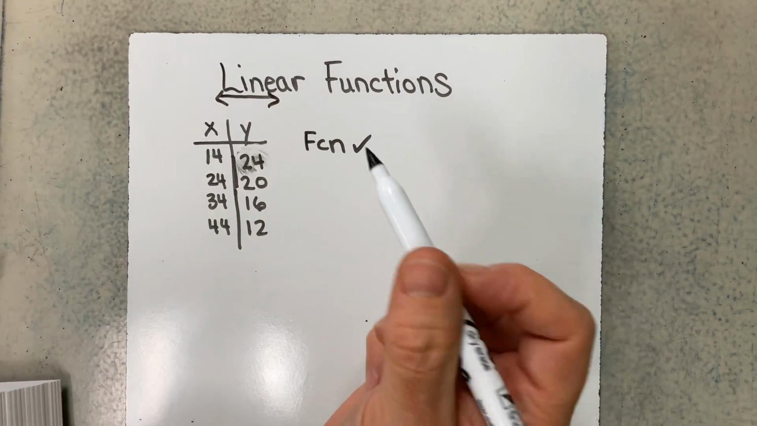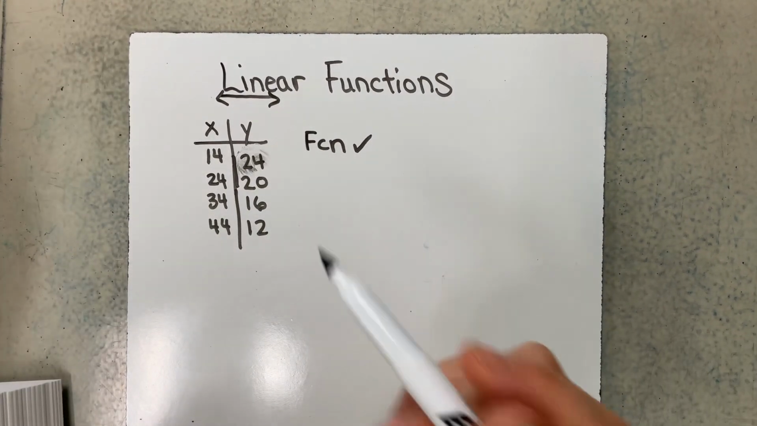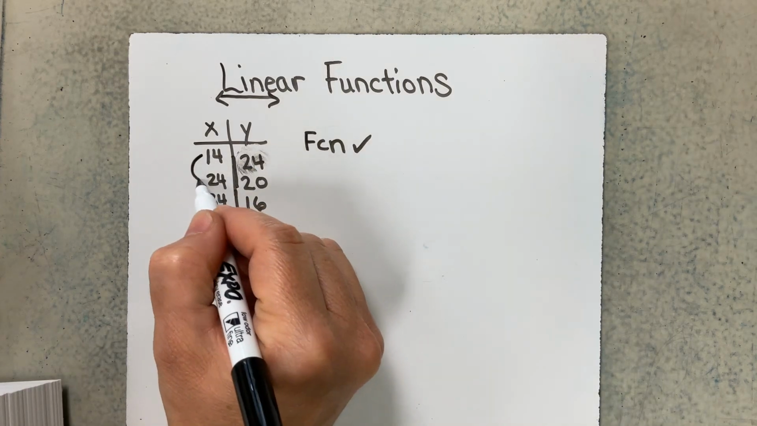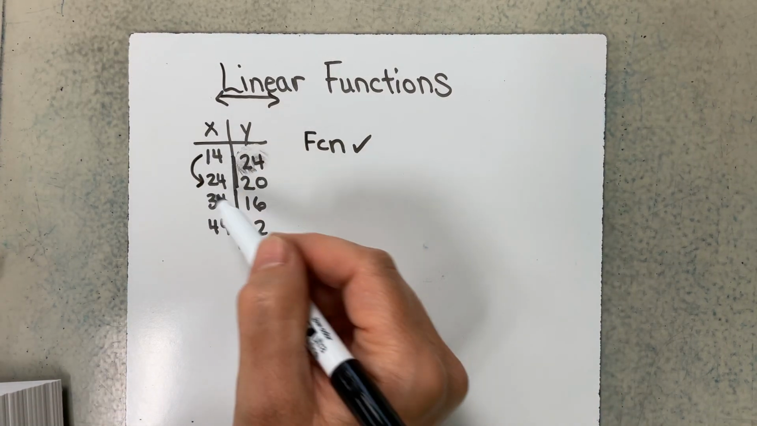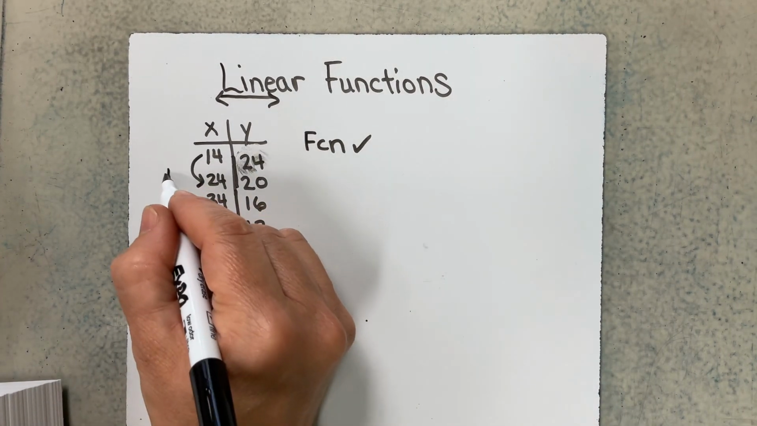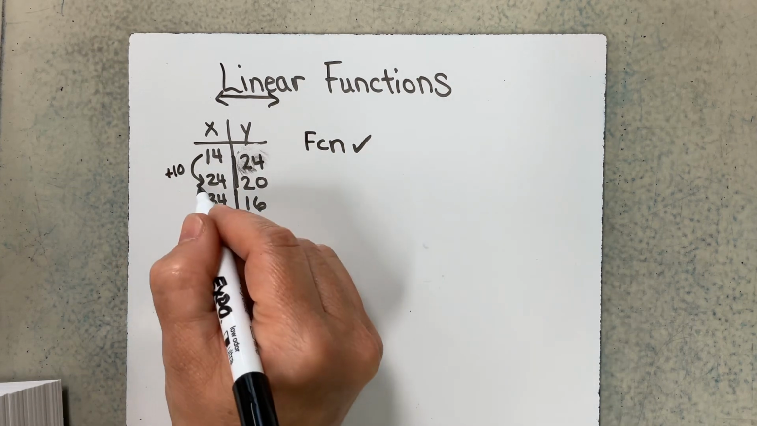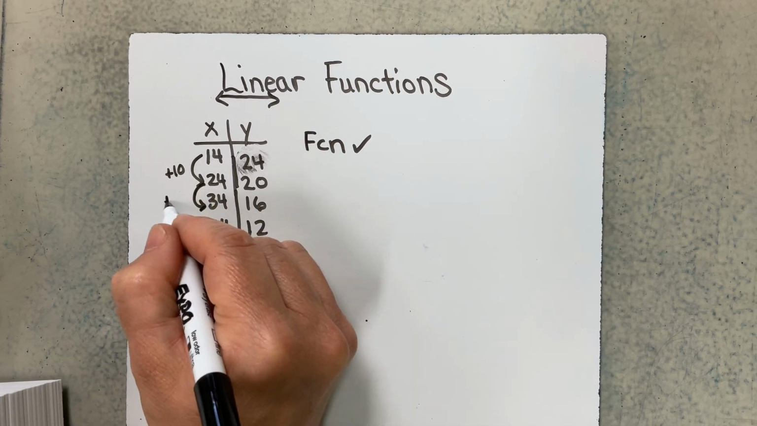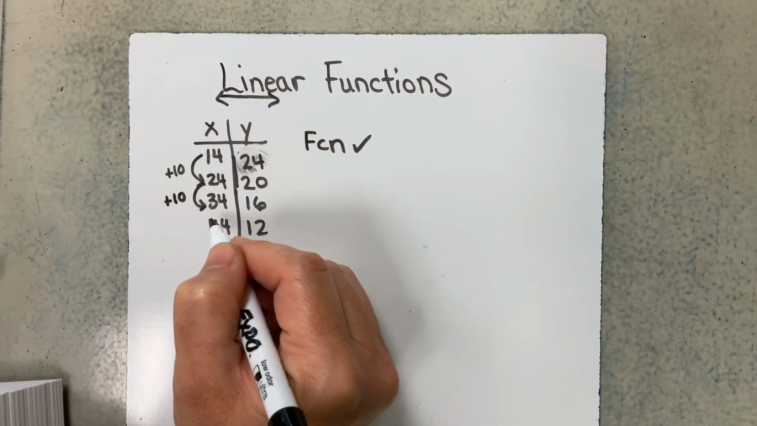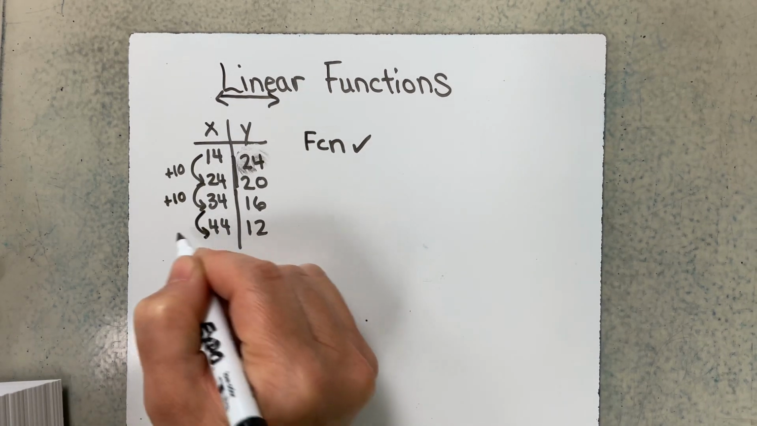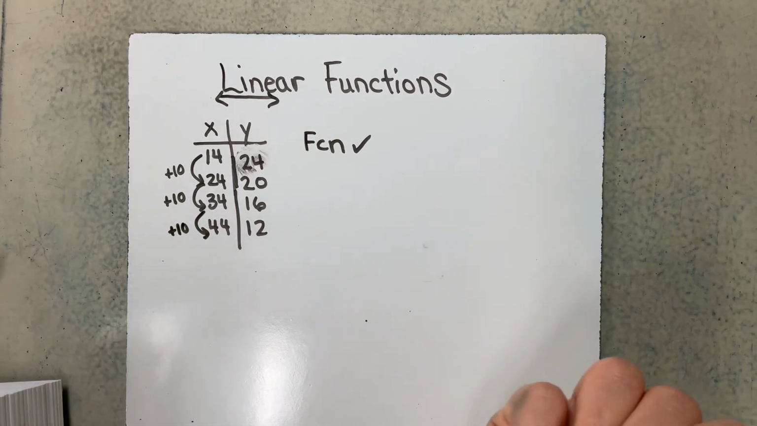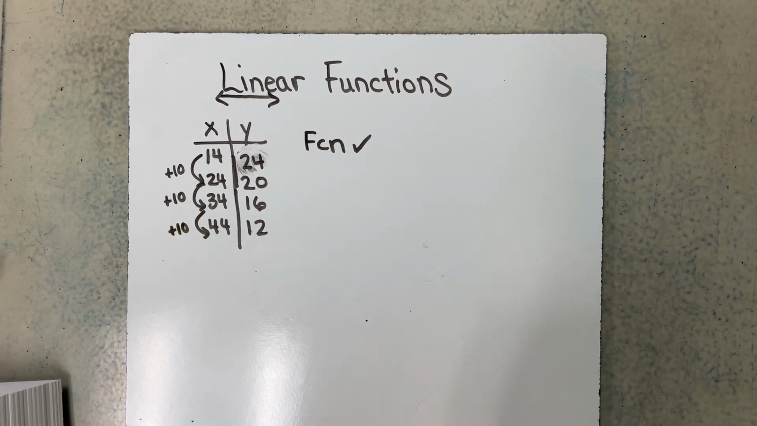The way we're going to figure out if this one is a linear function is we're going to look at the change. So when I go from 14 to 24, I've added 10. 24 to 34, I've added 10. 34 to 44, I've added 10. That is going up at a constant rate. We're adding 10 every single time.